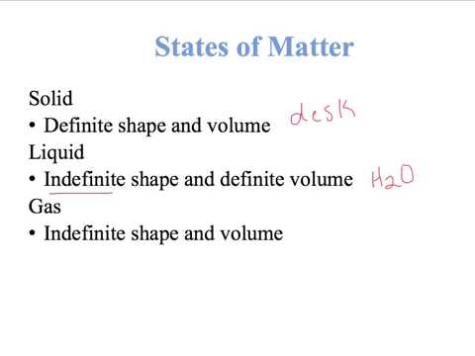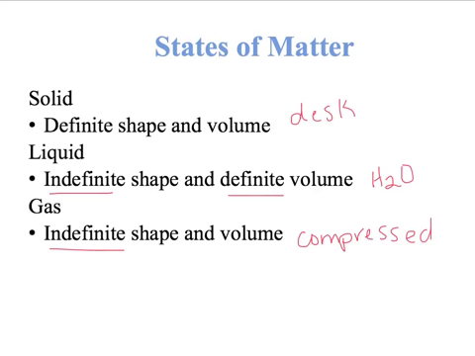It can change its shape, but it has a definite volume, meaning I can pour it from one container to the other, but if I have 50 milliliters, it's still going to be 50 milliliters. Gases, on the other hand, can change their shape and their volume. So you can compress gases. When you go to the store and you see those propane tanks, those have been compressed to fit down in the tank. The other states of matter cannot do that.